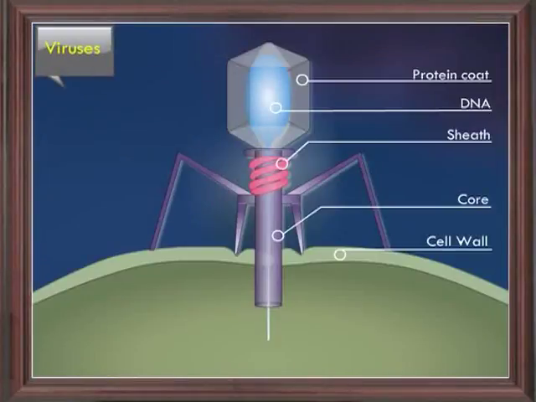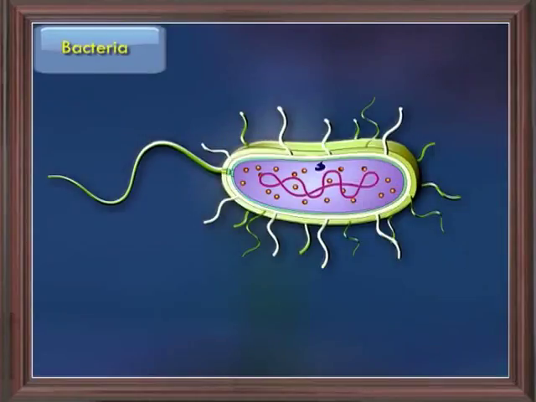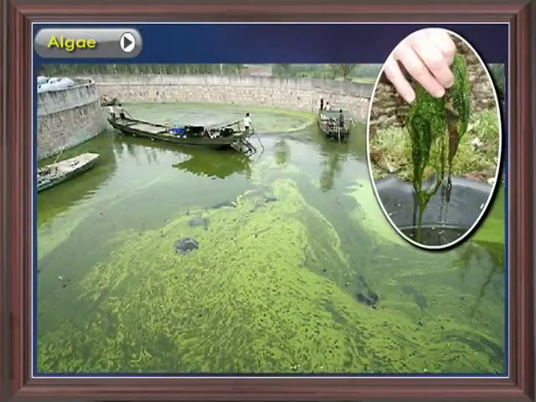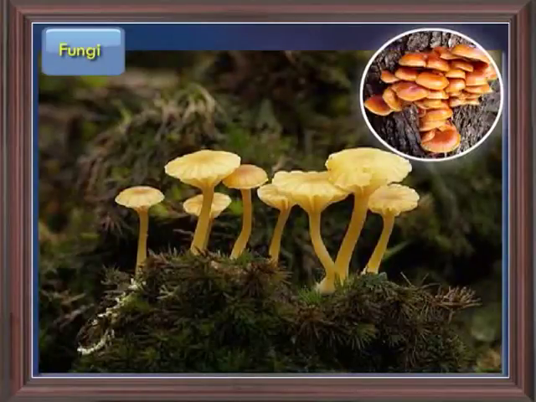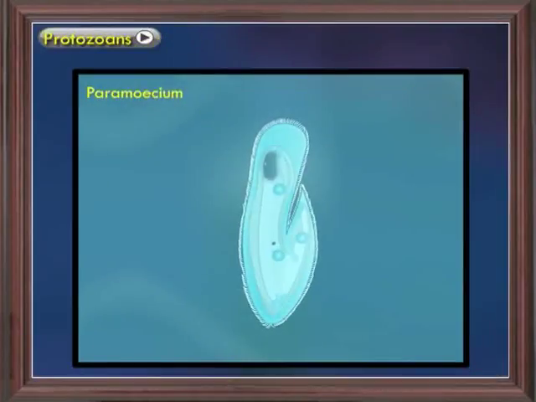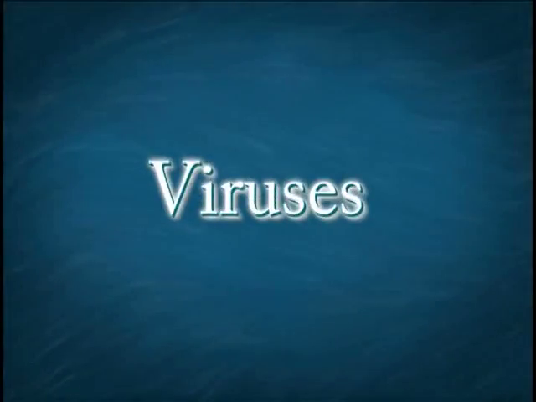How do we classify the microorganisms? Based on the complexity of their structure, they are majorly divided into 5 groups. They are viruses, bacteria, algae, fungi, and protozoans. Let us examine each group.